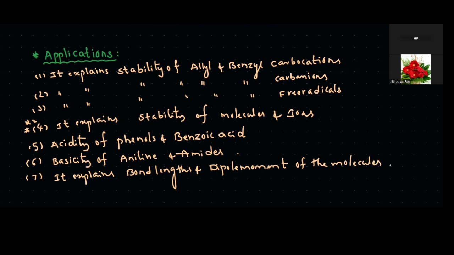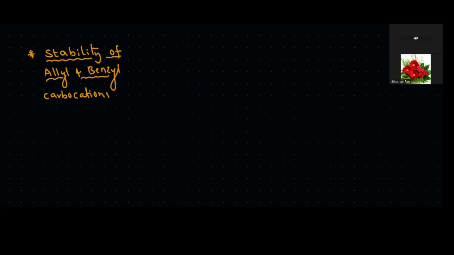The next, so based on that conditions we will discuss now. The first application is stability of allyl and benzyl carbocations. So now it is very, very important only. We'll discuss now. First step. First one, stability of allyl and benzyl carbocations.